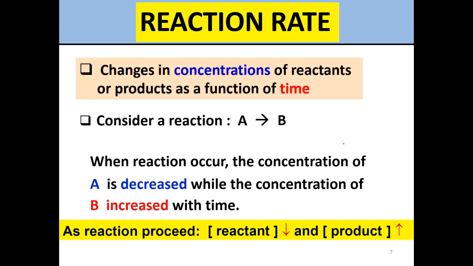Let's see, we have this one. This one is the reactant A, and B is the product. When the reaction occurs, the concentration of component A will decrease, and the concentration for B will increase with time.